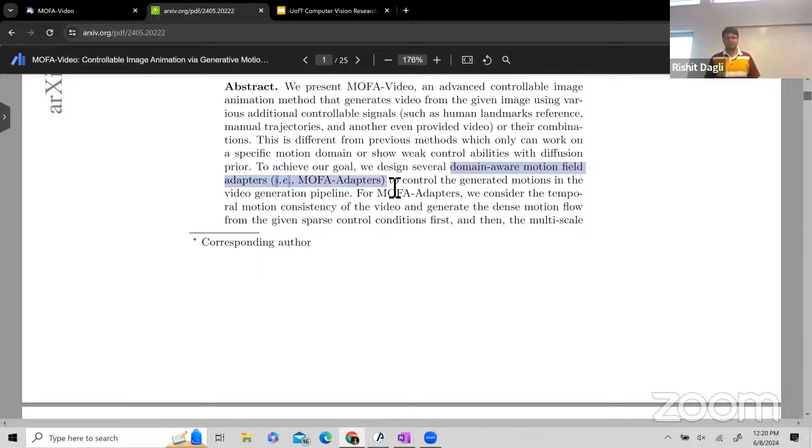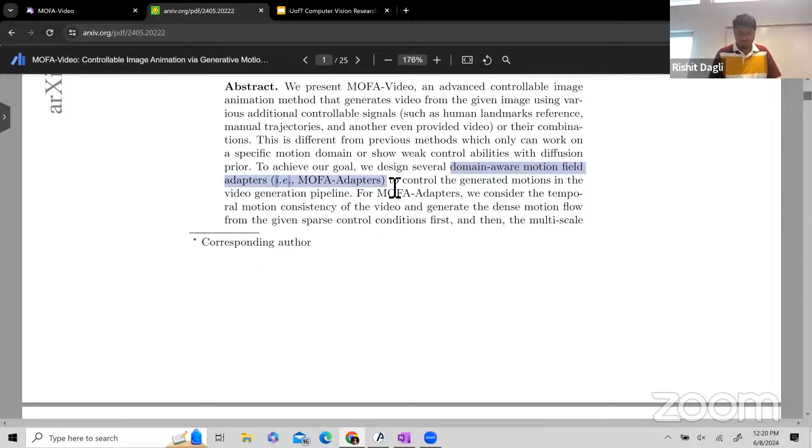Being domain-aware means having the capability to recognize and adapt to specific contexts or domains of information. And in the context of MOFA-Video, domain-aware refers to the system's ability to understand and adapt to different types of motion domains, such as human motion, object trajectories, or any specific type of movement context. This ensures that the motion generation is tailored and accurate for the specific type of input provided. For example, human landmarks versus manual trajectories.